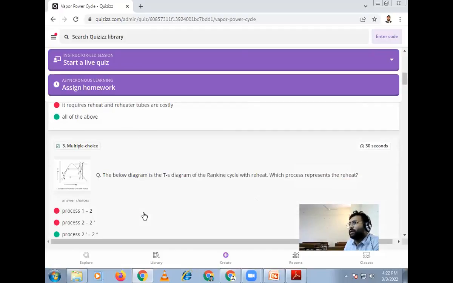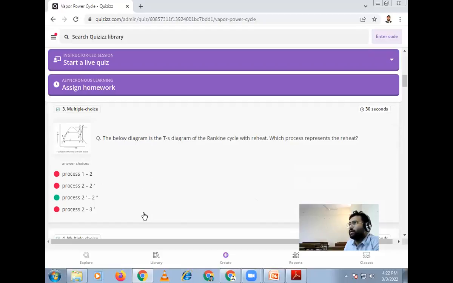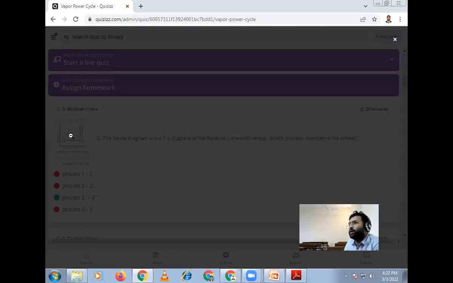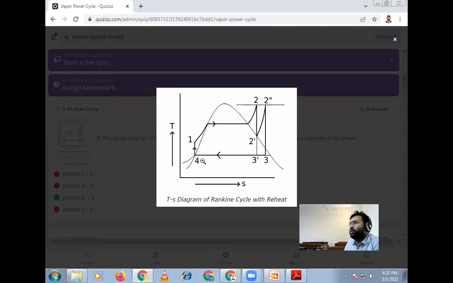The below diagram is the TS diagram of Rankine cycle with reheat. Which process represents the reheat? So you can check here. So 1 to 2 is what? Sorry, 4 to 1 is what? What is 4 to 1 process? Tell me if the chapter is over. What is 4 to 1? Feed water pumping.